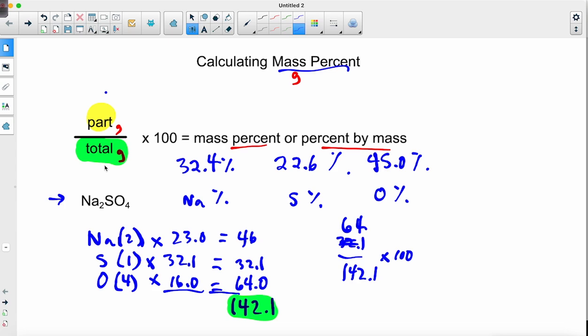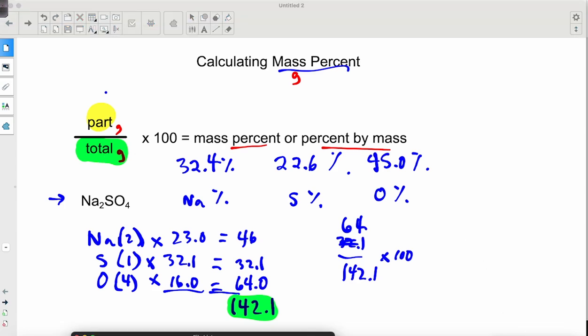Pretty simple calculation. We will do it later in the year. We're going to do it with samples where you'll isolate something and see how many grams out of the total, what percentages. We'll do some sort of lab with that as well. Okay.